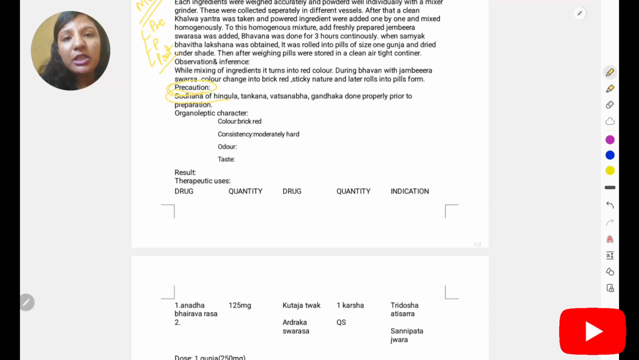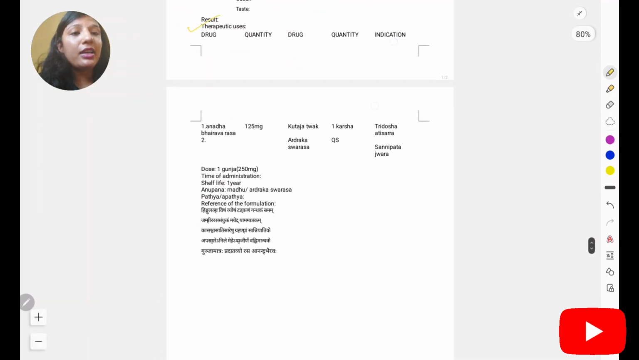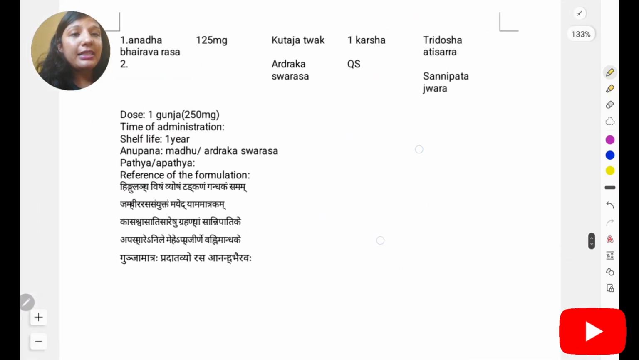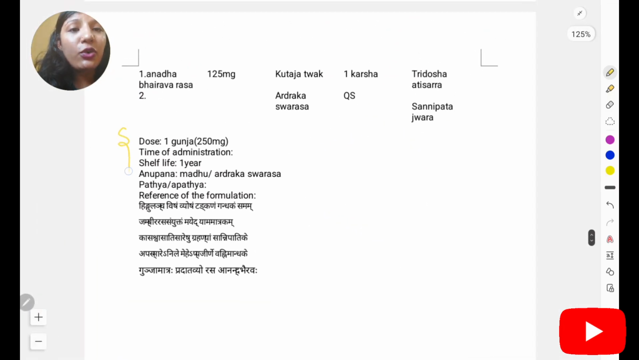Okay, then next is this portion, precautions. Precaution is not that important for the theory paper, but it is important in your practical paper. You have to write precaution and observation. Then organoleptic is not that important for the theory paper, but important for the practical one, and this result is also for the practical one. Then these things you can write in your theory paper also.